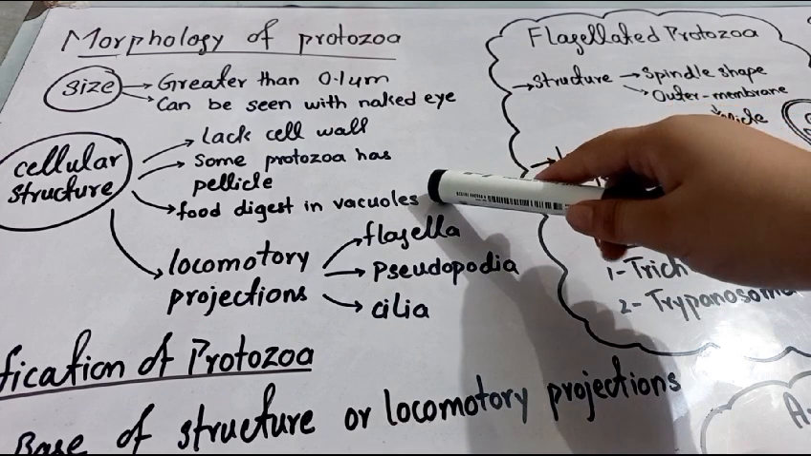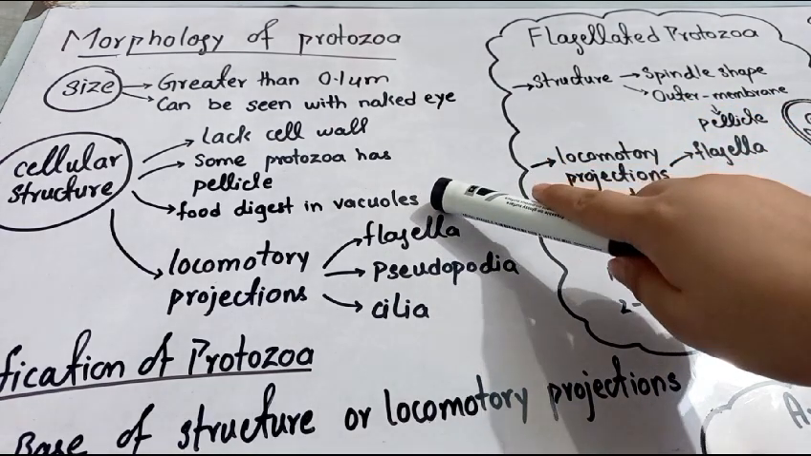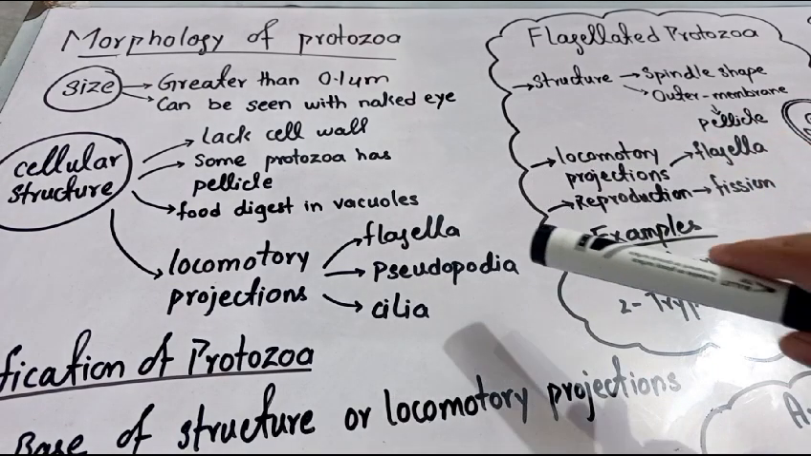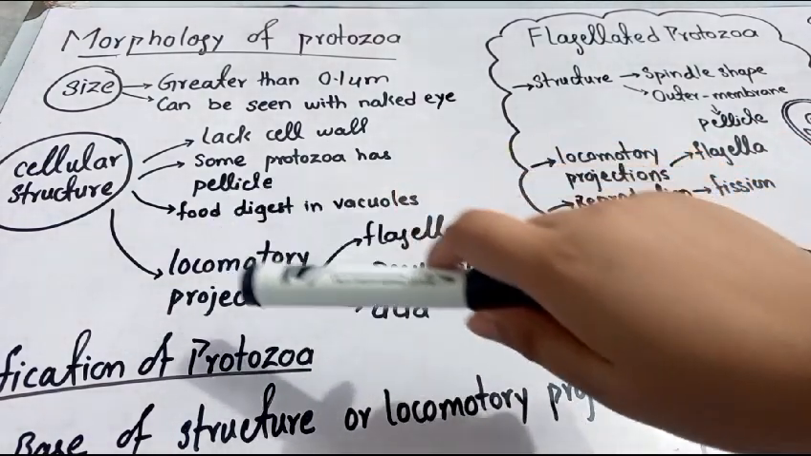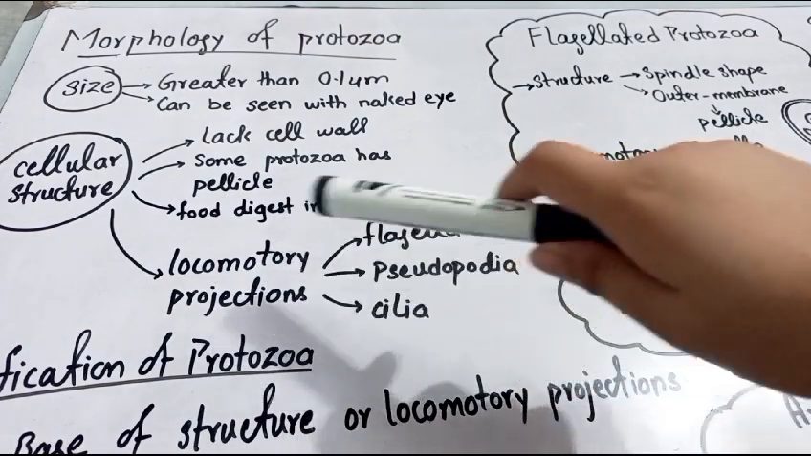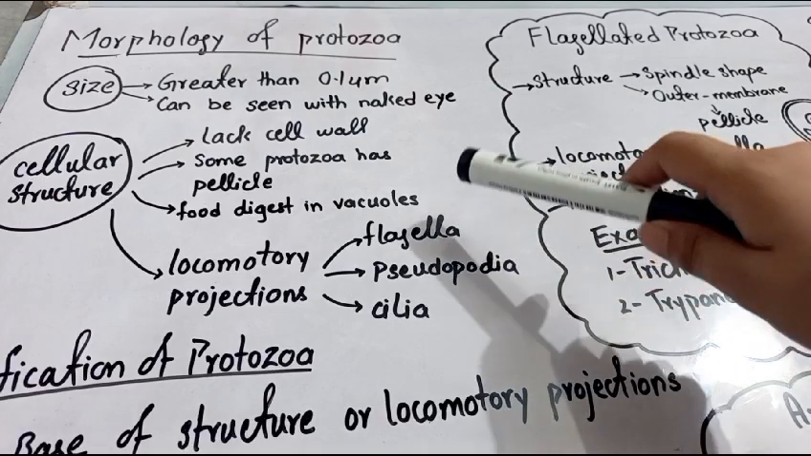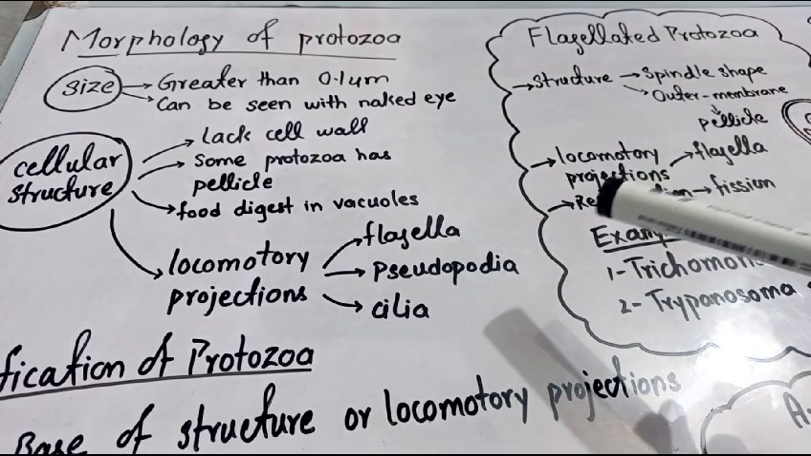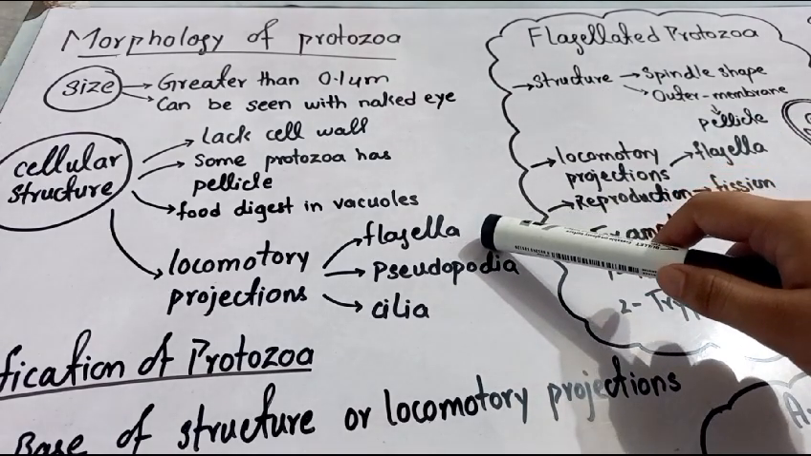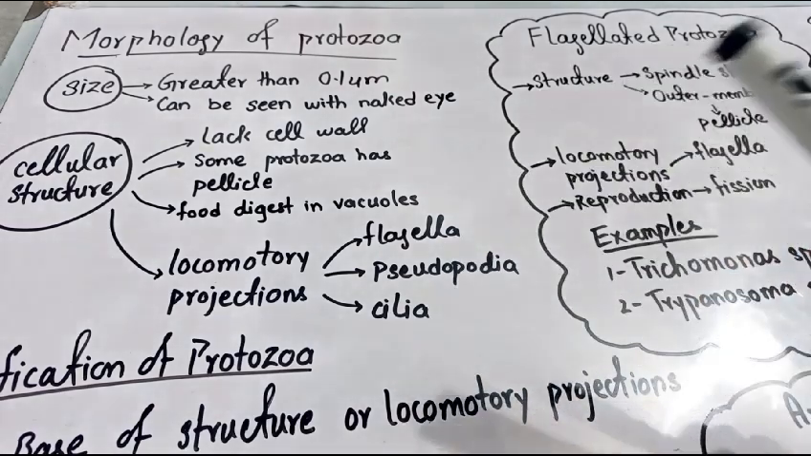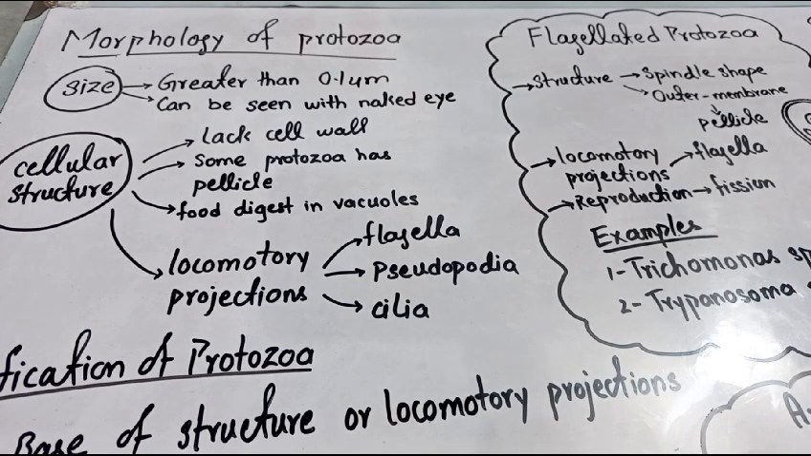Next, they also consist of various kinds of food digesting vacuoles, in which the food goes to these vacuoles and is digested in them. And there are a lot of locomotory projections present in them, like a few protozoa have flagella. These flagella help them to move. Some protozoa have pseudopodia which help them to move, and some have cilia. Now we are going to classify protozoa on the basis of their structure and their locomotory projections.